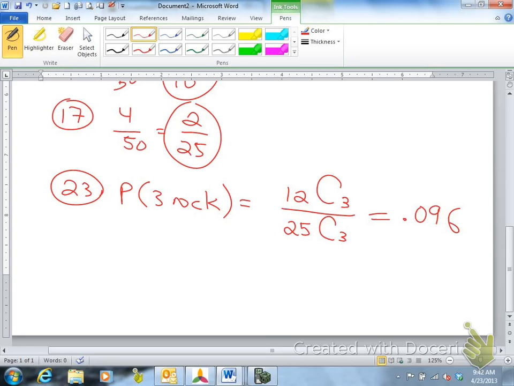For number 29, you're asked the probability of 2 jazz and 1 reggae. He doesn't have any reggae, so it's impossible for him to pick one. So the answer to number 29 is 0. It's impossible. 0% probability. It's impossible that he gets reggae unless he's God and he can create one ex nihilo.